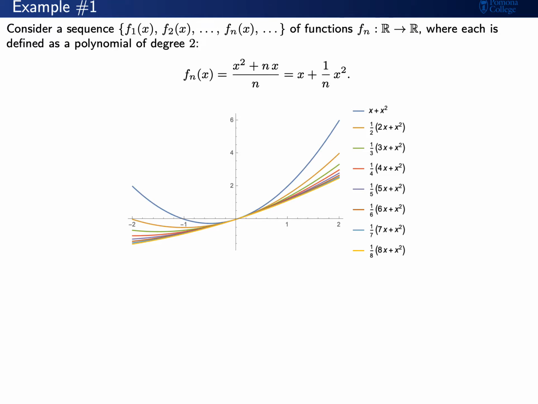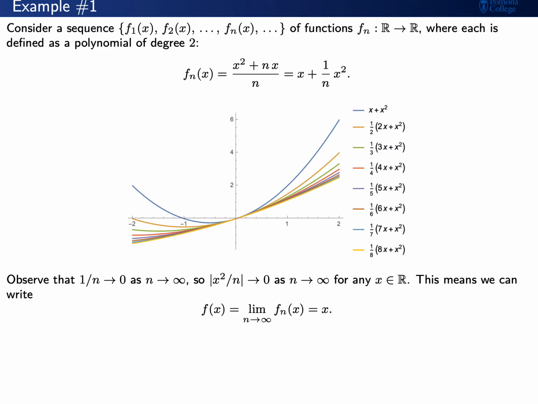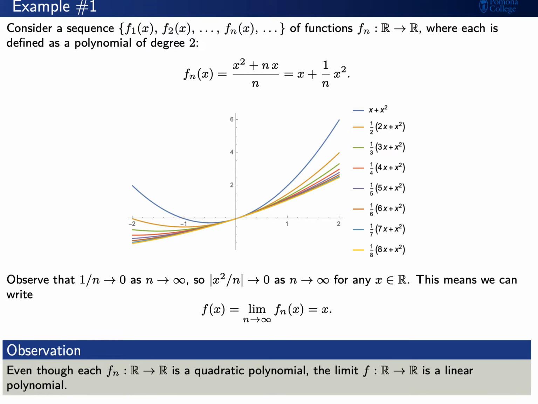You can see here that it appears that these plots of functions are somehow flattening out and that they become a straight line. In fact, if we observe that as n increases without bound, the coefficient 1 over n tends to 0. So x squared over n tends to 0 as n increases without bound for any fixed real number x. This means that we can write our function f of x, which we think of as the limit as n increases without bound of f sub n of x, just to be the linear function x. Here's a key observation. Although each function f sub n is a quadratic polynomial, its limit is a linear polynomial.